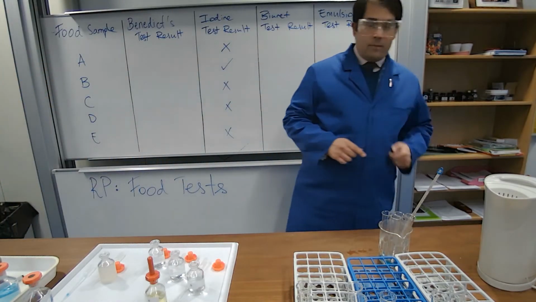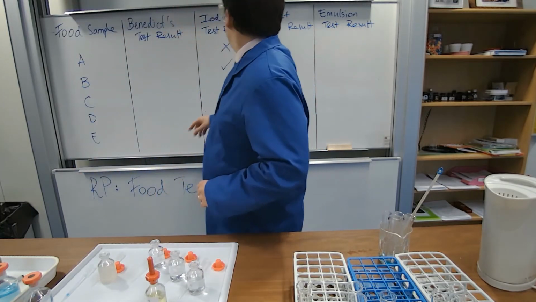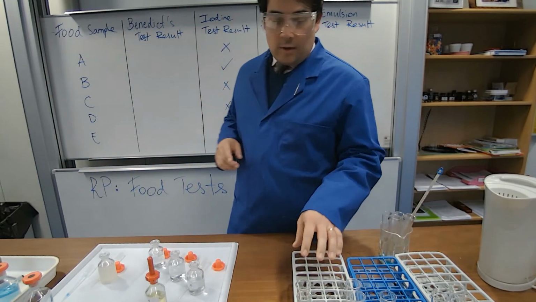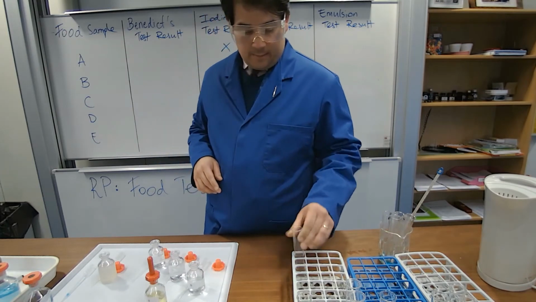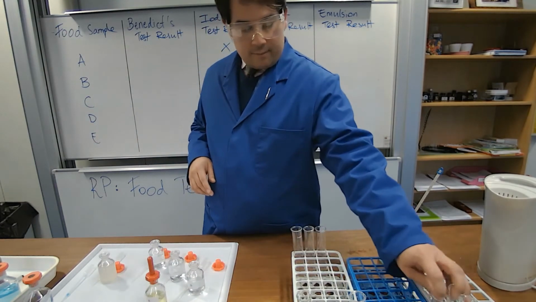That's still developing. We'll come back to the Benedict's test in a second. Our next test is the Biuret test. So that is a test for protein. So again, prepare my glassware for my 5 samples.